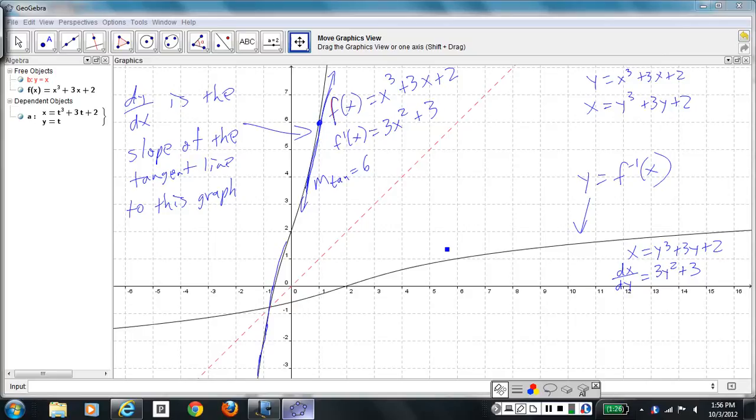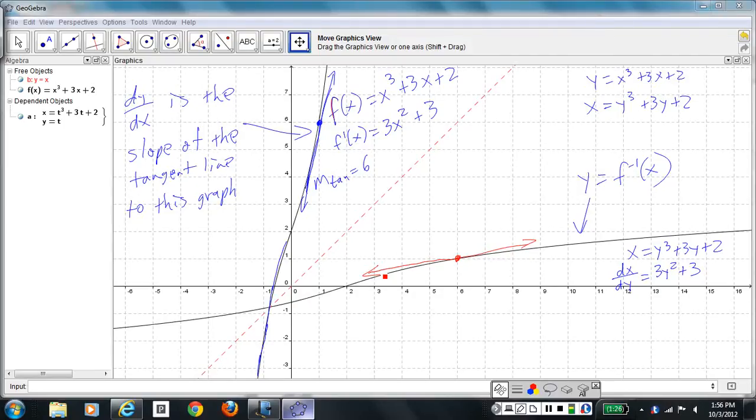Well, if the point (1, 6) is on the graph of a function, what corresponding point would be on the graph of its inverse? (6, 1). So the point (6, 1) would be on the graph of its inverse. And what would be the slope of this tangent line? Basically, the derivative of the inverse is what we're looking for, which tells the slope of the tangent line to the graph of the inverse.